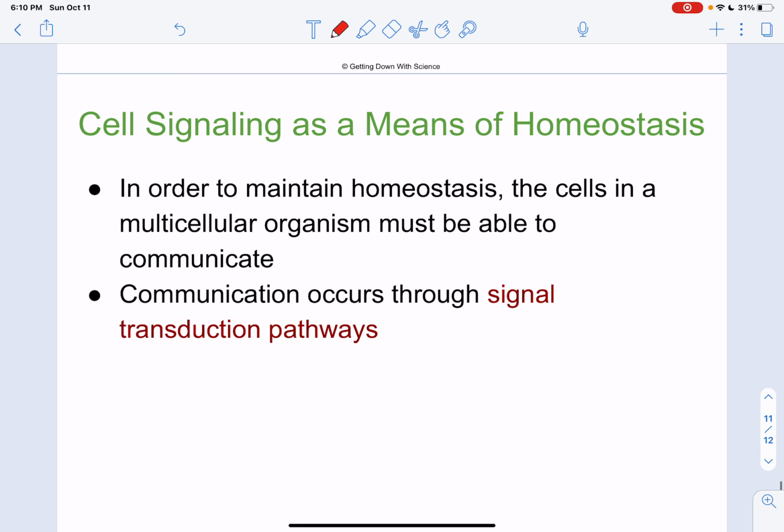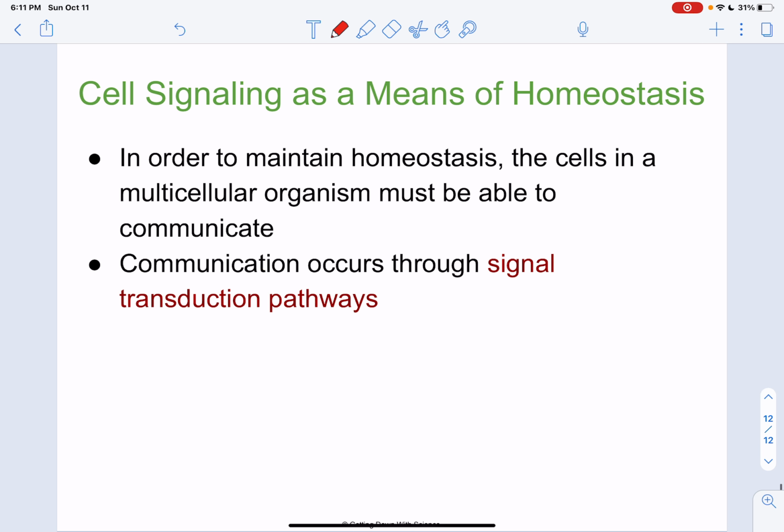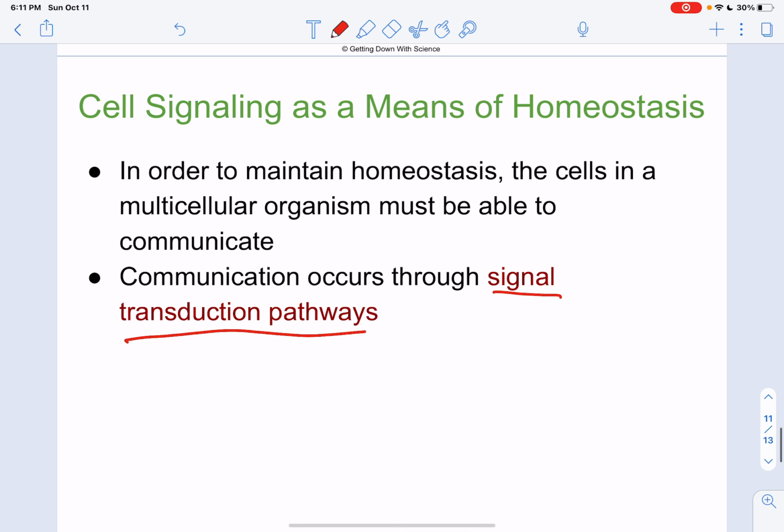And so how does this all relate to cell signaling as a means of homeostasis? In order to maintain homeostasis, cells have to be able to communicate with each other. They need to be transparent. They need to be able to get information across to each other. If something's gone awry or going wrong, it's that cell's job to let the rest of the body know, because they're all in it to win it. They all want to survive. All the cells are working together to keep this living organism alive. And so this communication is going to happen through signal transduction pathways. And we'll be talking about how we are going to connect homeostasis and signal transduction pathways through FRQ questions.